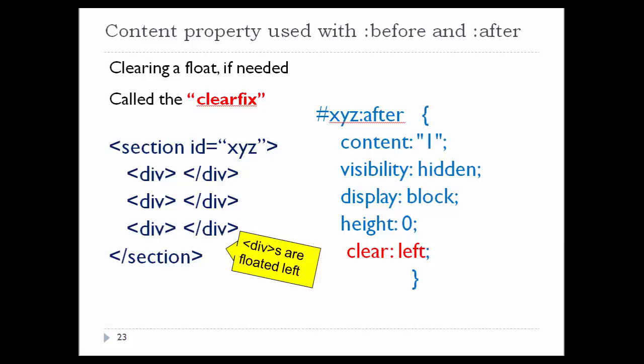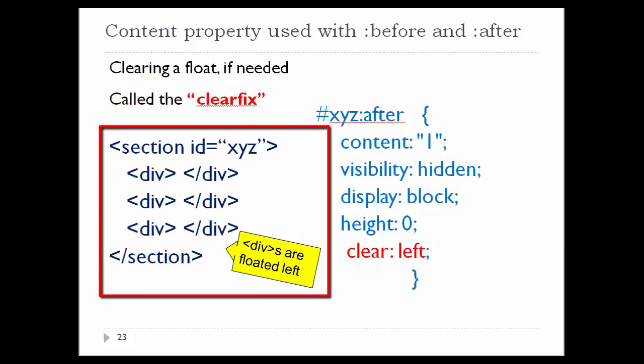One of the useful situations for using the after property, and notice I have it written in the traditional way with a colon, is for clearing floats. And this is commonly called the clearfix, and you can Google that term and find more information on it. So what we're doing here, we have a section, ID equals XYZ, and supposing we have 3 divs and they're all floating. And this would work very well with navigation, ULs and LIs. And we want to clear that float.